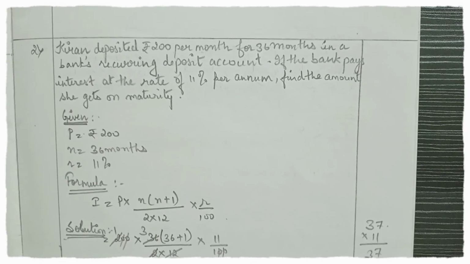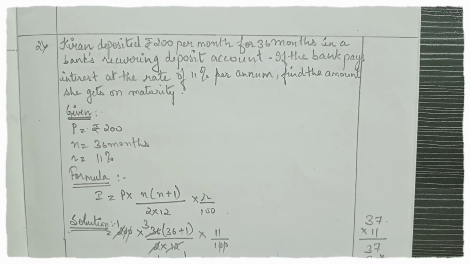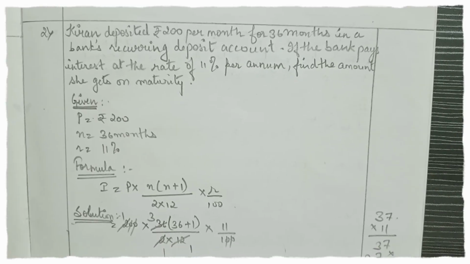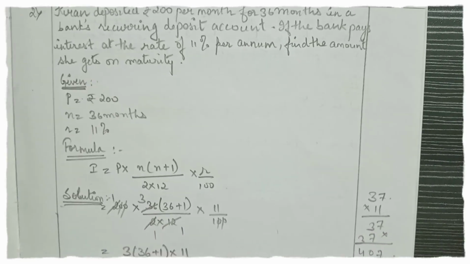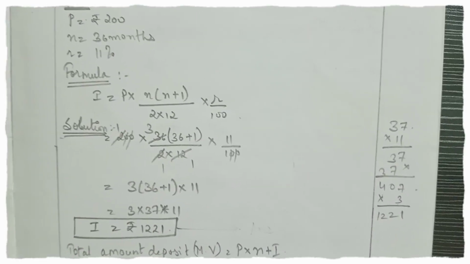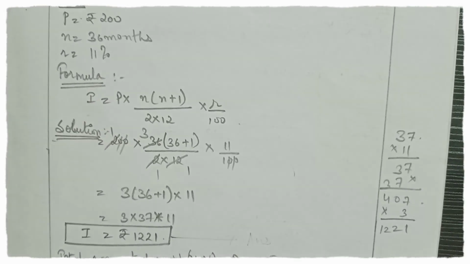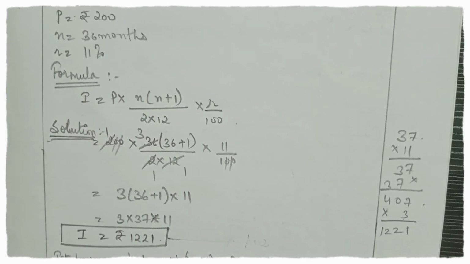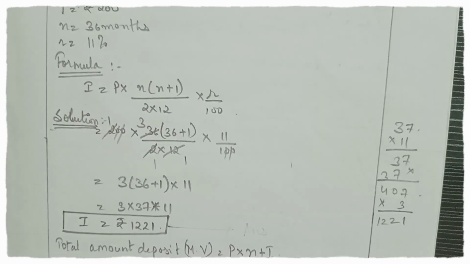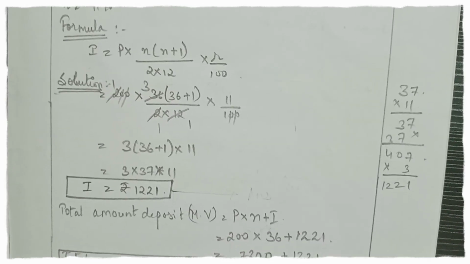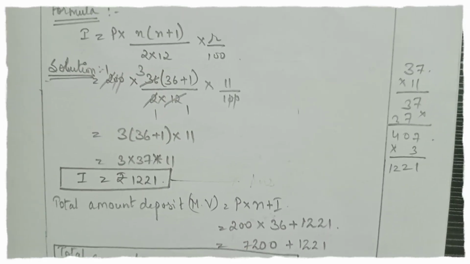Kiran deposited rupees 200 per month for 36 months in a bank's recurring deposit account. If the bank pays interest at the rate of 11% per annum, find the amount she gets on maturity. Given P is equal to rupees 200, N is equal to 36 months, R is equal to 11%. Formula: I is equal to P into N into N plus 1 over 2 into 12 into R over 100. Substituting the values, I is equal to rupees 1221.